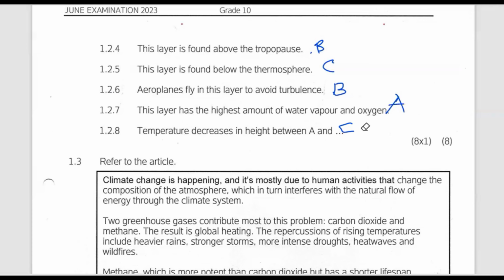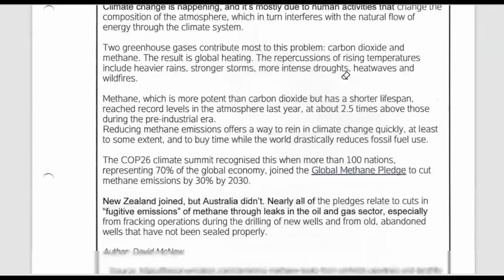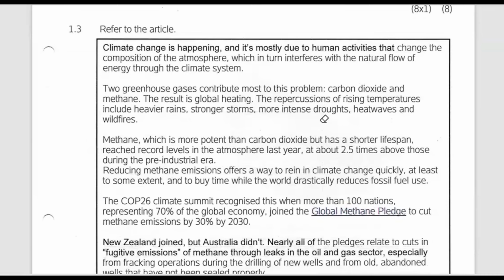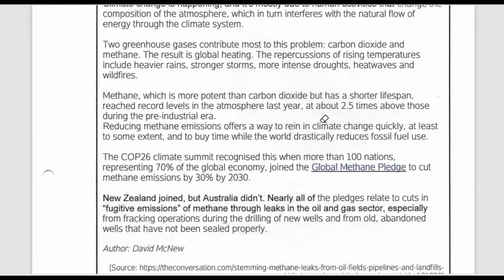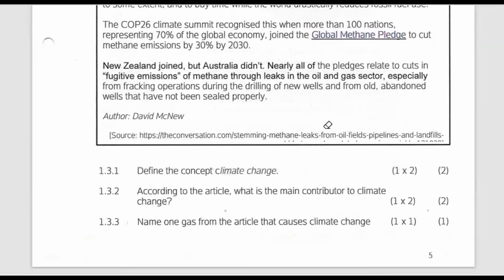All right, we need to move on and look at the other coming questions and try to analyze and see how best we can attempt those questions, how we can figure out the correct responses. This is an article on climate change. You are referring to that article. We are not going to go through the whole article, but we are just going to highlight where we find the responses or where it is relevant to our given question. Define the concept climate change.